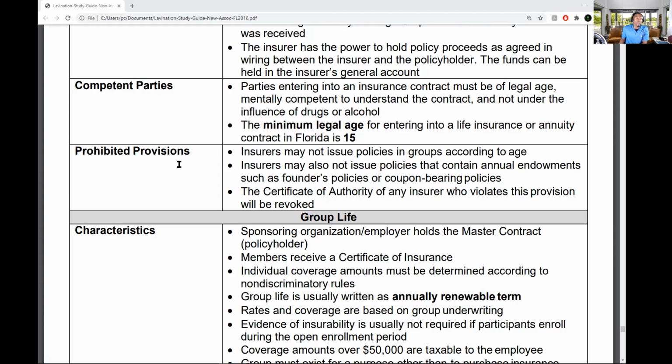Okay, prohibited provisions. There are some things that are prohibited. An insurer may not issue a group policy according to age.